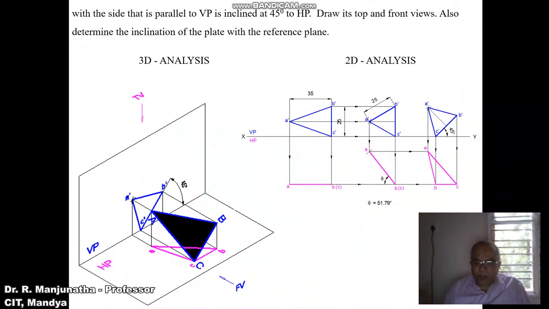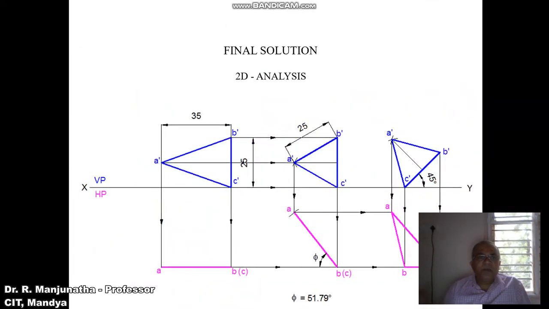Now we are going to solve the problem in the sketchbook. To do that, first we draw a horizontal XY line with a thin line, and mark XY and VP and HP. Then, since we have to start the problem from the front view, first consider any point on the XY line. Through this you measure 25 mm and draw a perpendicular to XY.